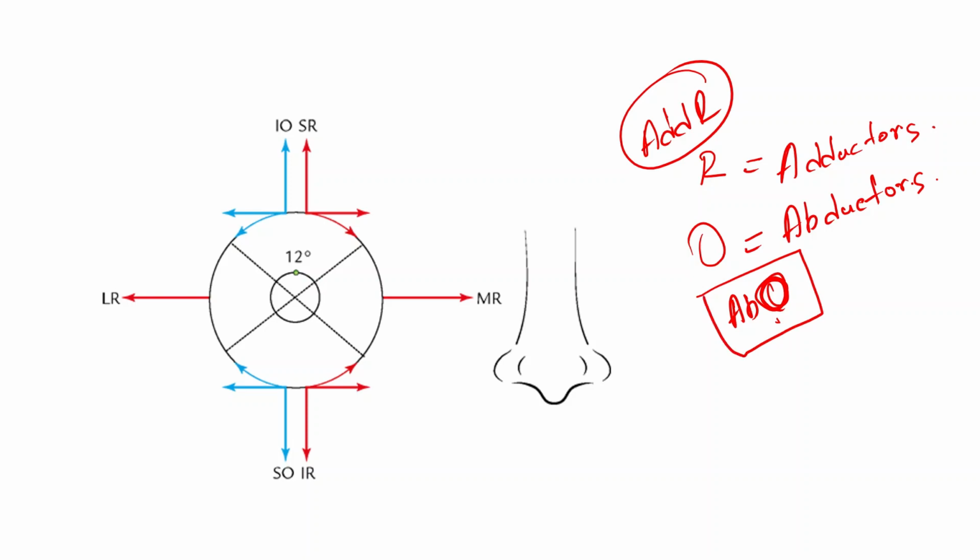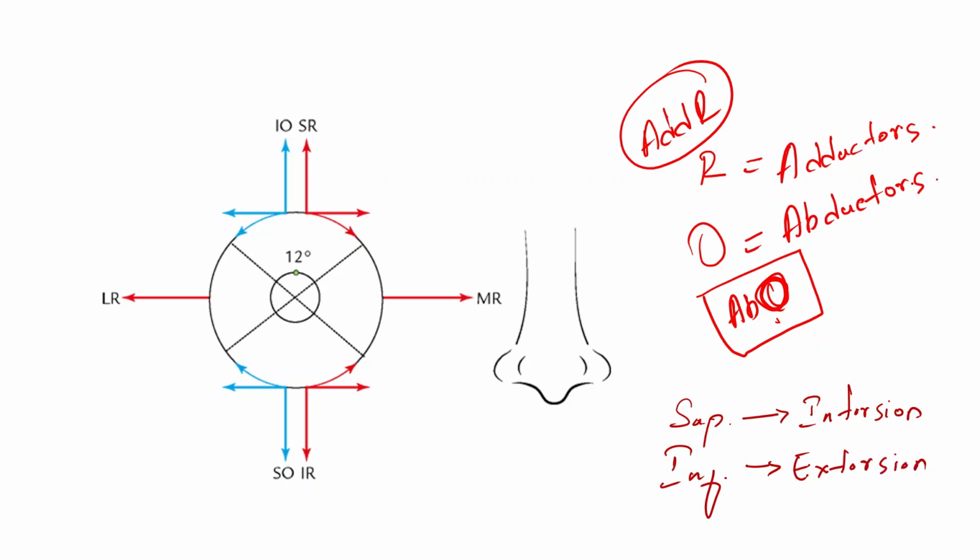And the other statement which is required to be remembered is that all the superiors are the intorters of the eyeball. The intorsion is brought about by the superiors, that is the superior rectus and the superior oblique, whereas the inferiors, that is the inferior rectus and the inferior oblique, bring about the extorsion of the eyeball. So this is about the actions of the superiors and the inferiors.